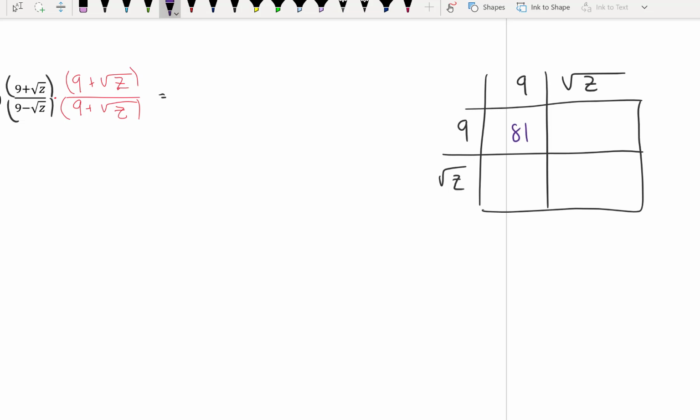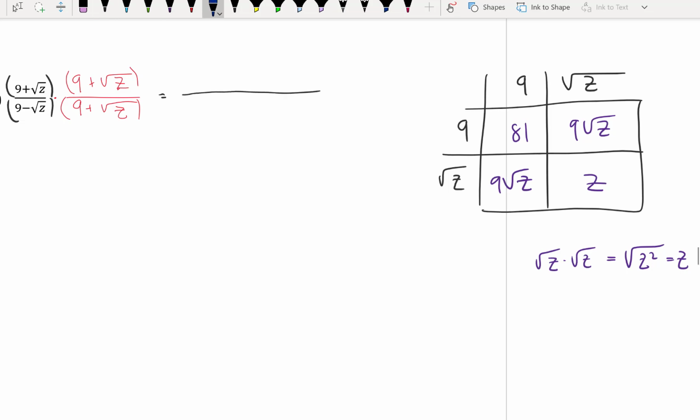Well, 9 times 9 is 81. Here I have 9 square root z. Same thing in this square. And here I have a square root z times a square root z, which becomes a square root z squared, which is just a z. Okay? So now I know exactly what's going to go in my numerator. Well, in my numerator, I have an 81. I also have 9 square root z plus 9 square root z, and I get to add those together. So that is going to give me plus an 18 square root z. And I also have a z.